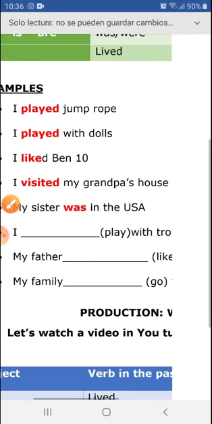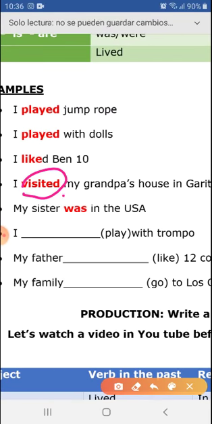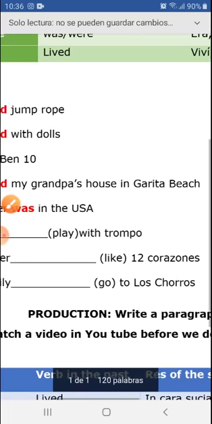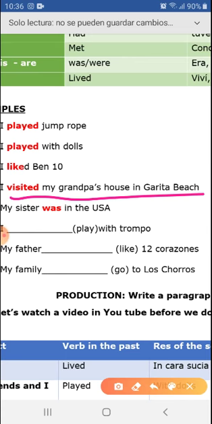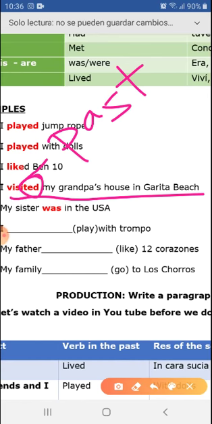Next example. I visited my grandpa's house in Garita Beach. Visited is a regular verb in the past, okay? It's regular because it finishes in ed.